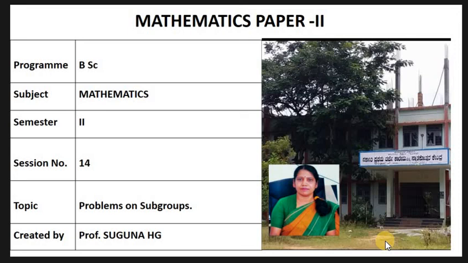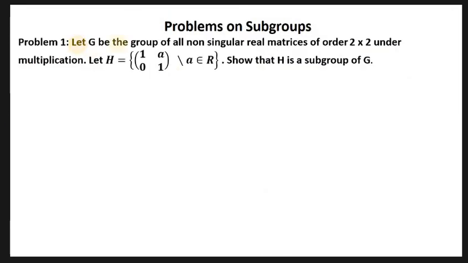In this video, I am presenting you a few problems on subgroups. Let G be the group of all non-singular real matrices of order 2 by 2 under matrix multiplication. Let H be the set of matrices [1 a; 0 1] such that a belongs to R. Show that H is a subgroup of G.